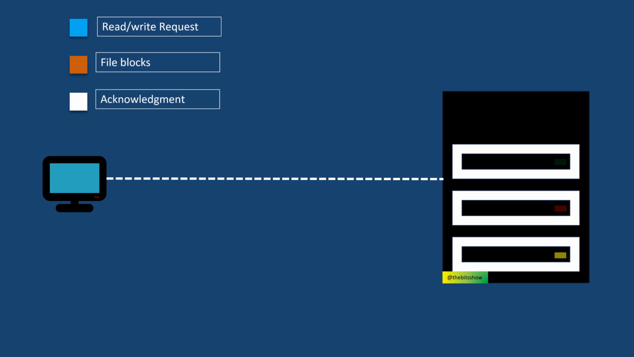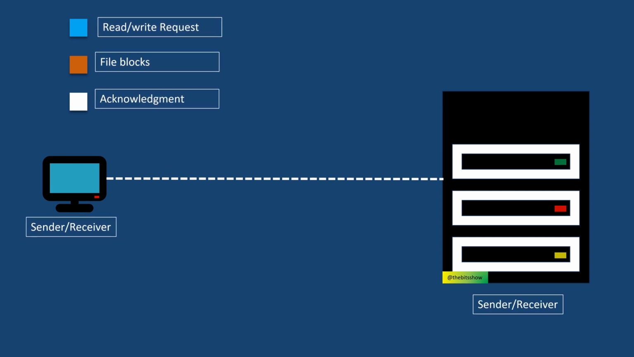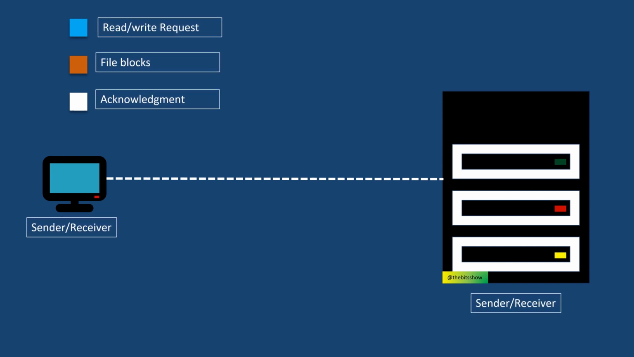Here, both the client and server can act as senders and receivers interchangeably during the file transfer process. This means that either device can send data packets and also acknowledge their receipt.